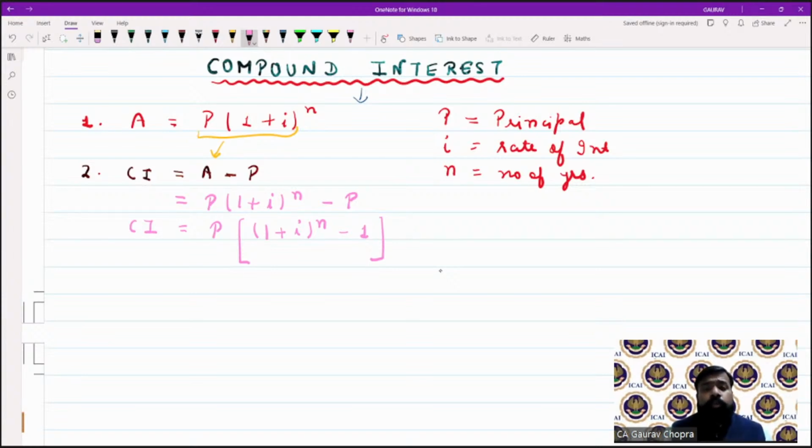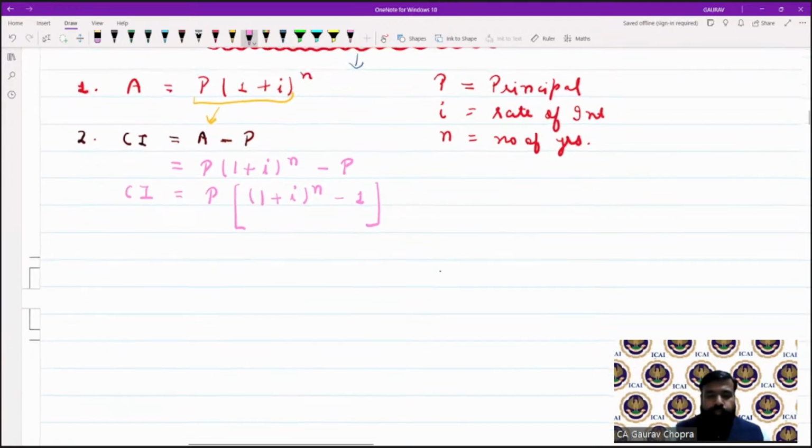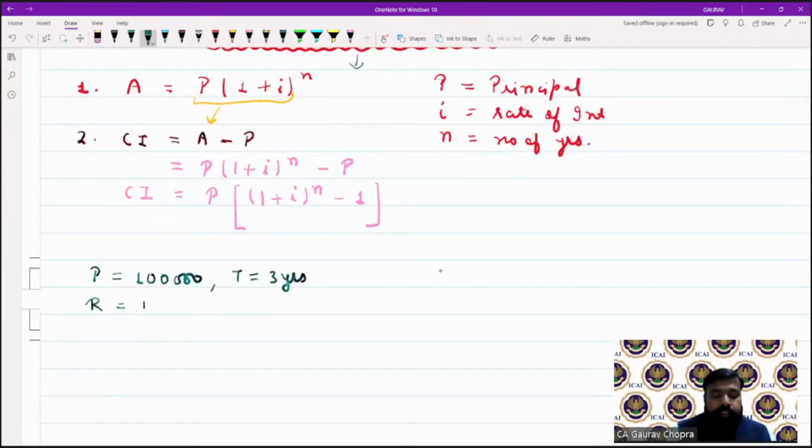So these are the two formulas for calculation of amount and compound interest. Now let us take one simple example first. There is a situation where the principal is rupees 1 lakh. Let's take time as 3 years and rate as 10%.